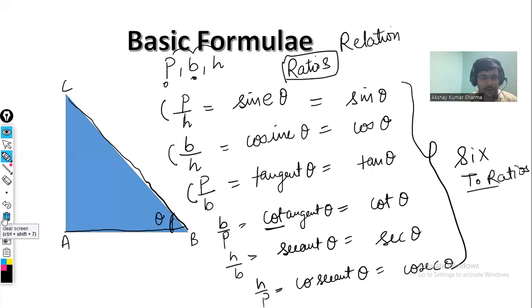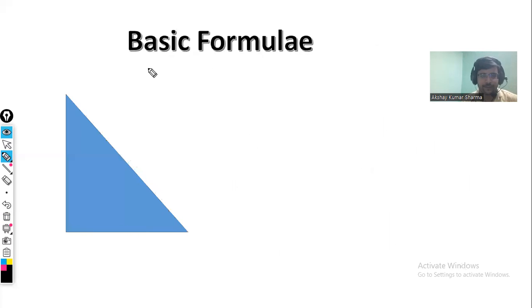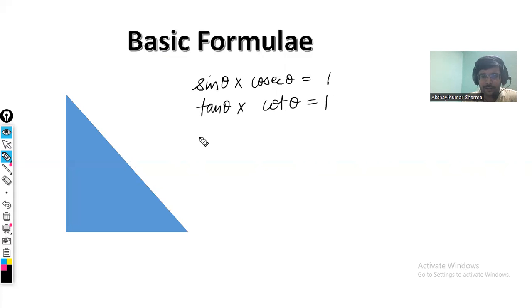Now, let's move on. That is the first part of the formula. The next part of the formula is, we know that sine theta into cosec theta equals 1. Similarly, tan theta into cot theta is also 1. And similarly, cos theta into sec theta is also 1.